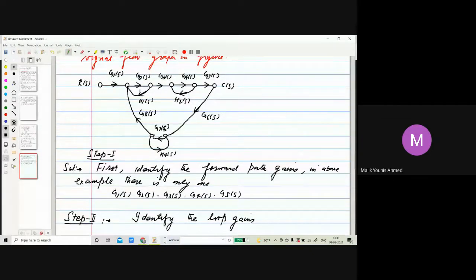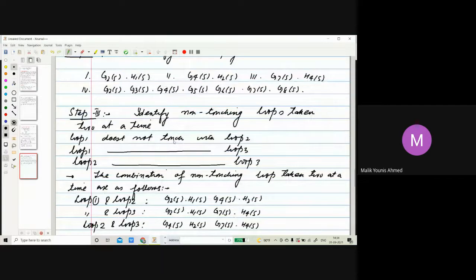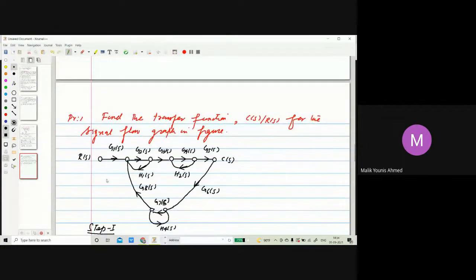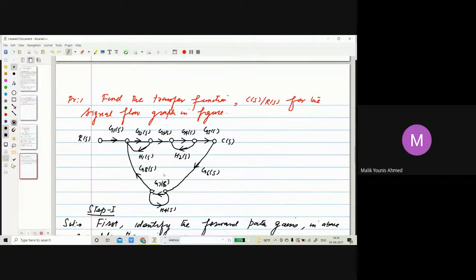So this is touching it, this is touching it, and the bigger one is also touching. Only leftover is G7 H4. So leftover is, I'm again repeating it, the kth forward path, that means the forward path is only 1 here in this case. That means P1, we can write T1, some books write T1, forward path. So this forward path is 1 only. So loop number 1 is touching, loop number 2 is touching, and loop number 4 is also touching. Only loop number 3 is not touching.